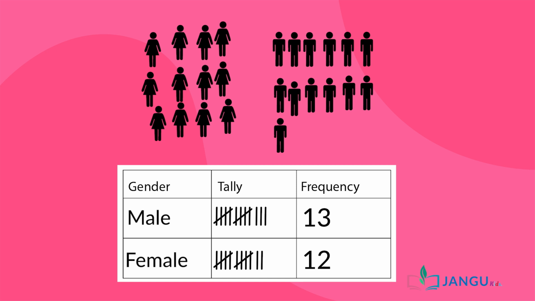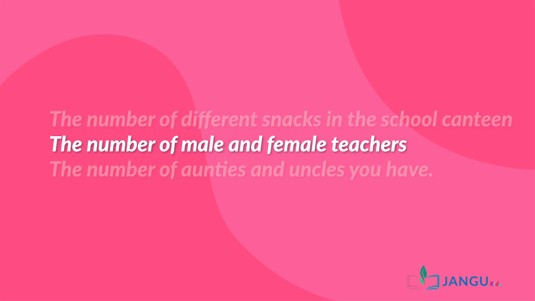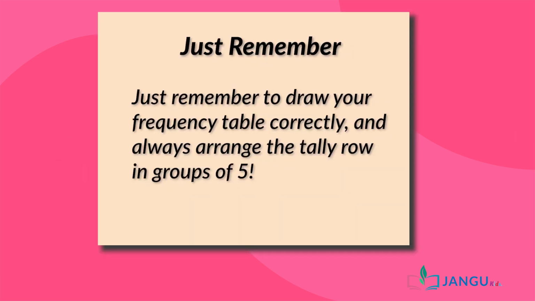Well done! We have successfully collected and recorded data about a class. Don't you think it's fun and easy? You can follow the steps we followed to collect and record data like the number of different snacks in the school canteen, the number of male and female teachers, or even the number of aunties and uncles you have. Just remember to draw your frequency table correctly and always arrange the tally row in groups of 5.